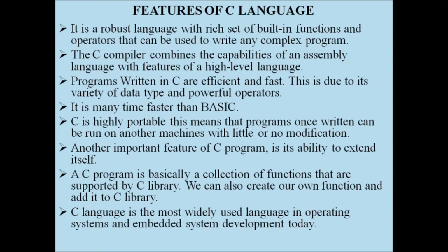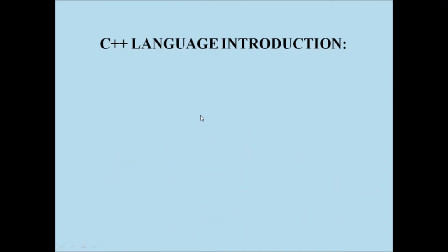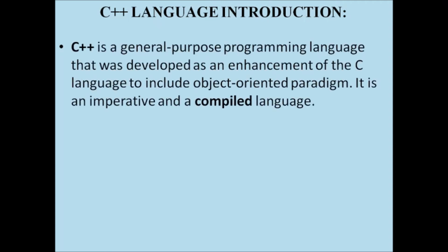The next programming language we are going to discuss is C++. C++ is similar to the language C. First we will see the introduction to it. The language is called a general purpose programming language, in the sense that it can be used in different kinds of places, and it was developed from the language C. So C is the former language of C++, and it includes the object oriented paradigm. We know that C++ is an object oriented programming language, so it has some object oriented paradigm.